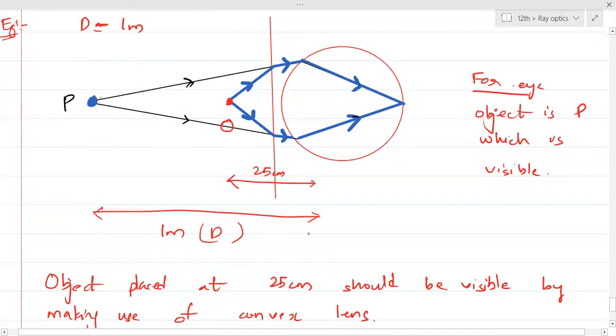Look at the lens. For the lens, the object is at O and the image at P. Got it? So this is a boundary case. If O is visible, then all the objects beyond O will be visible to us by making use of this lens. Clear? So that's how we'll have to proceed here.